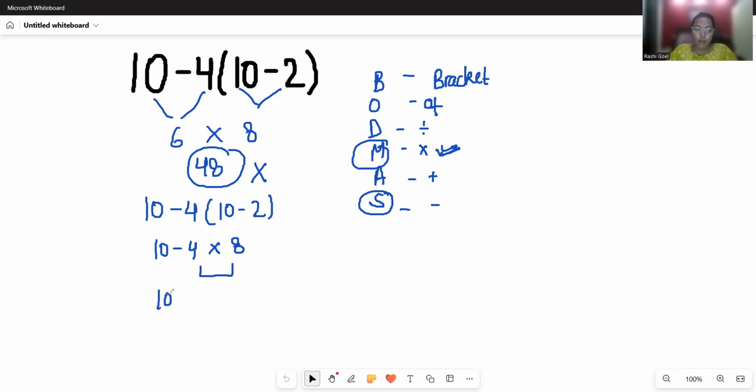Multiplication is between 4 and 8. 4 times 8 is 32. 10 minus 32 is minus 22. So what is the correct answer? Negative 22, not 48.